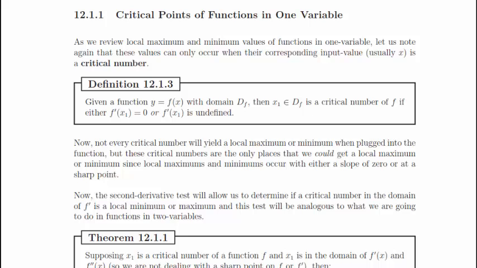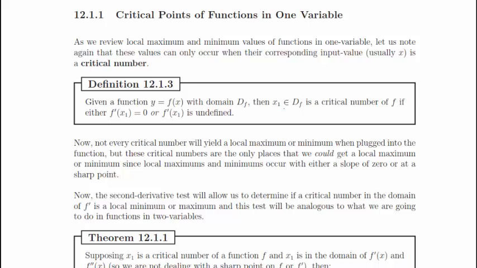So why is that? Well, let's remember what the definition is. Definition 12.1.3: given a function y equals f of x with the domain D for f, then x1 in the domain of f is a critical number of f if either f prime of x1 equals 0 or if f prime of x1 is undefined. Note that within this we already said that x1 is in the domain of the original function, but now we're saying that it's not in the domain of the derivative, and that would cause a critical number.